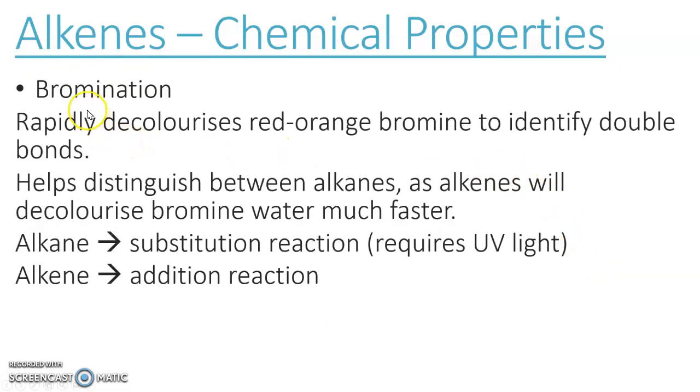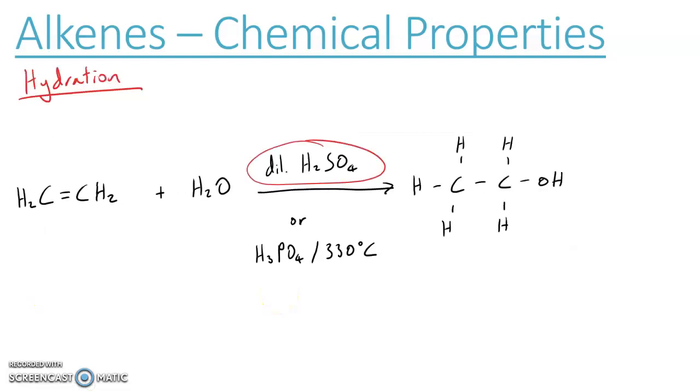So the bromination rapidly decolorizes the bromine to identify the double bonds. This helps distinguish between alkanes and alkenes, as alkenes will decolorize bromine water much faster. With an alkane, it's a substitution reaction requiring UV light as a catalyst. With an alkene, it's an addition reaction which happens immediately. So alkenes generally are more reactive than alkanes.